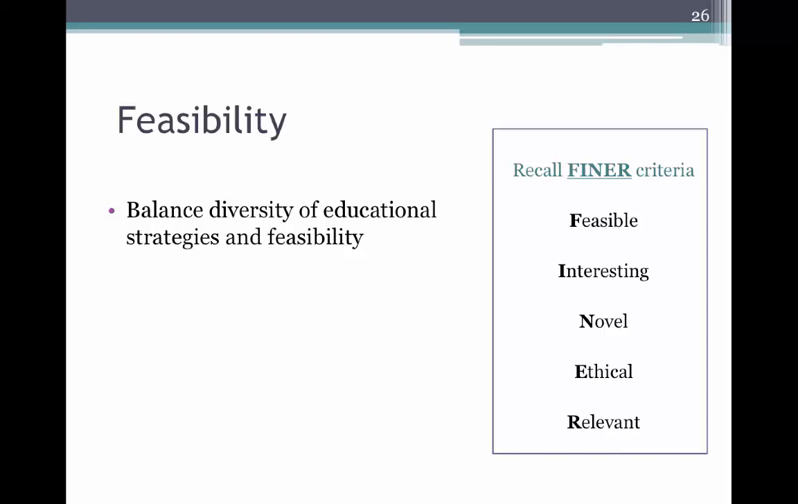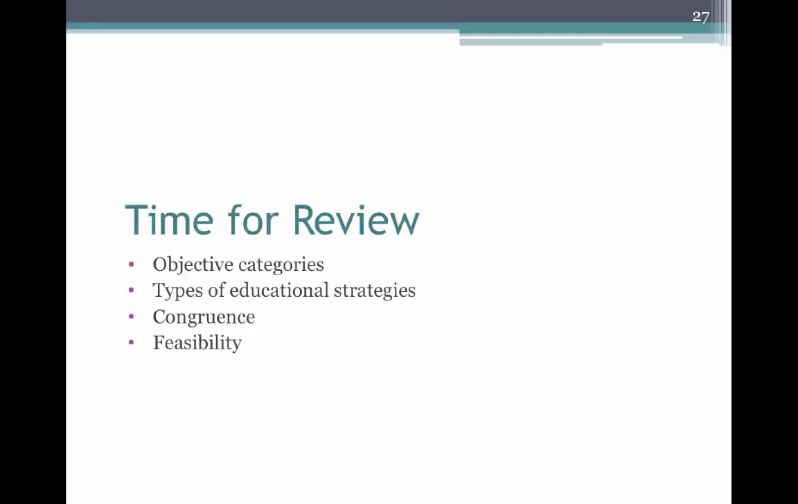The reality is that the feasibility of an educational strategy needs to be balanced with the selection of type and number of strategies. Let's recap the second half of the lecture. One, we talked about the three objective categories: cognitive, affective, and psychomotor. Two, we briefly discussed the number of educational strategies available and how important it is to maintain congruence between objectives and educational strategies. For a full list, see Kern Table 5.2. And three, we discussed that feasibility must be framing the selection of any educational strategy.